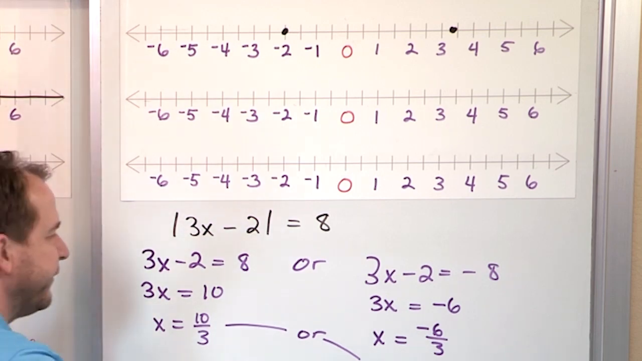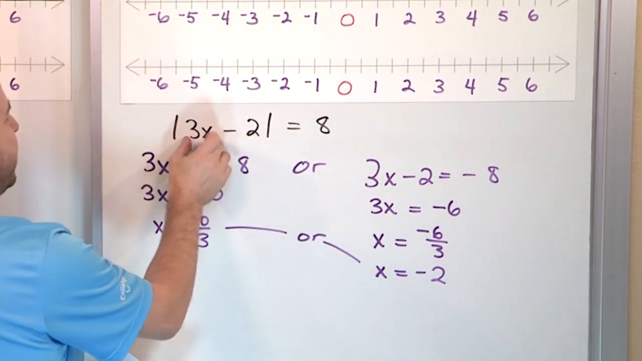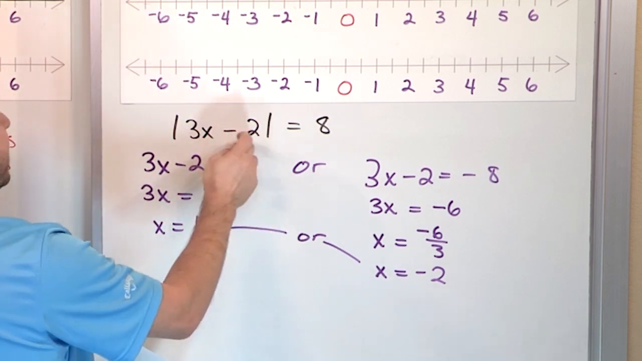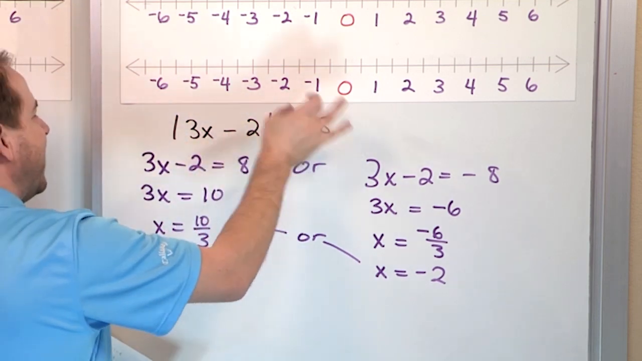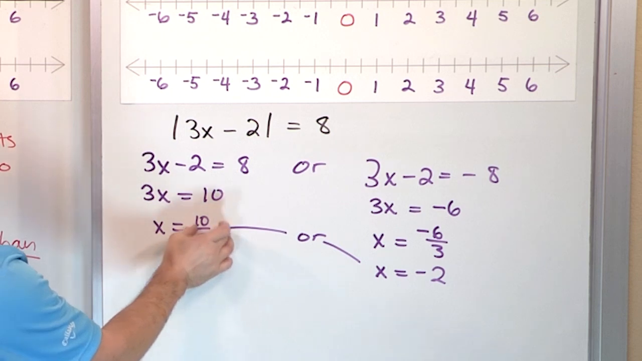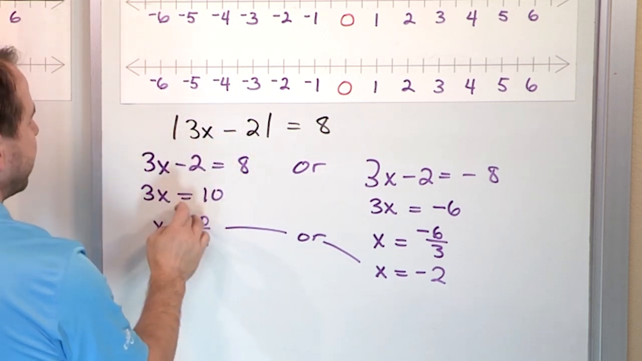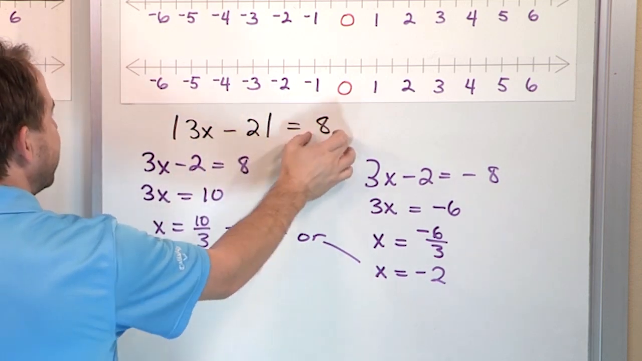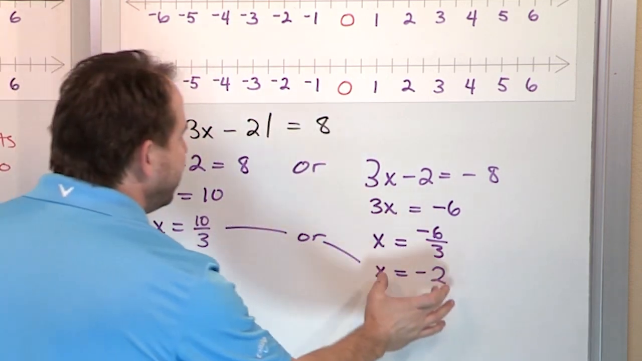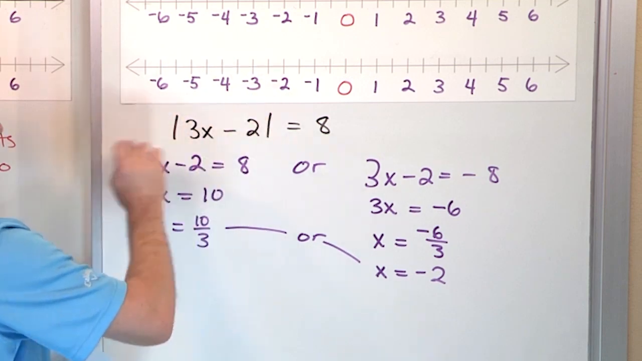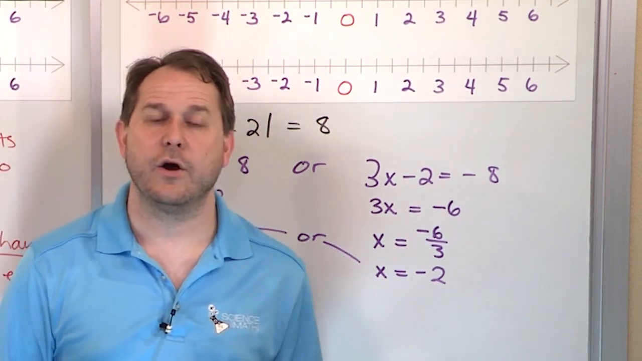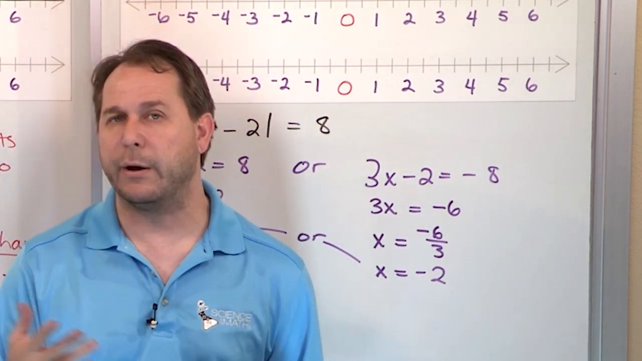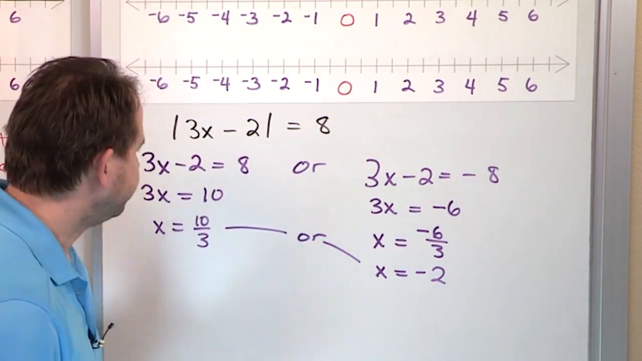And you can always check yourself. Put -2 in here. What do you get? 3 times -2, -6, minus 2, -8. Take its absolute value, you get an 8. Stick a 10/3 in here. 3 times 10/3, the 3's will cancel, you'll get 10. Minus 2 will give you 8. Take its absolute value, that'll give you the 8. That's why you have 2 answers, because the whole entire thing on the inside can either equal 8 or it can equal -8. Both are going to give you the same exact answer.